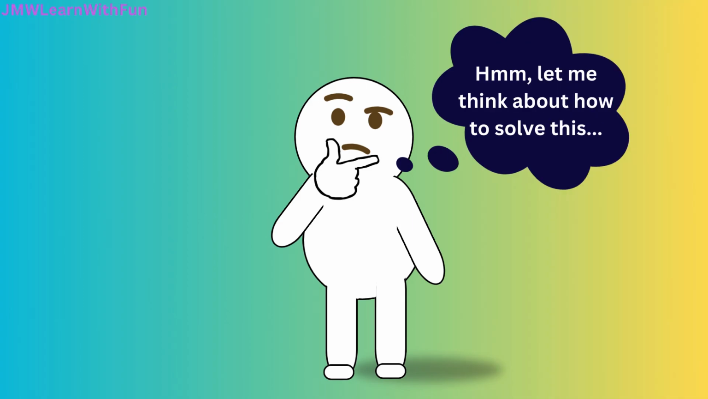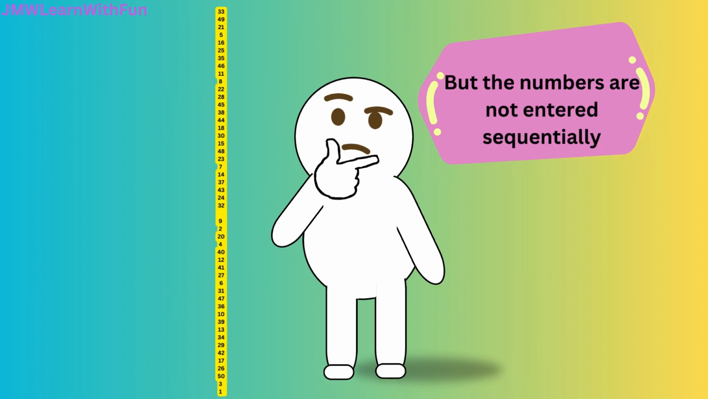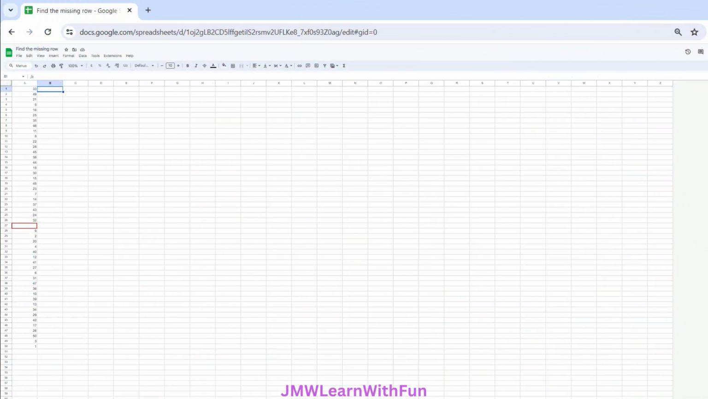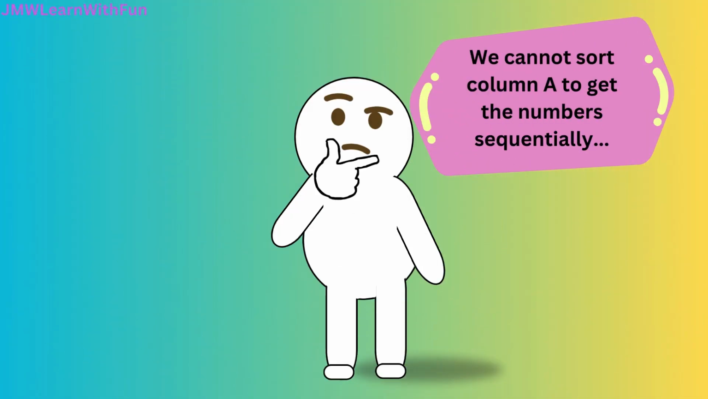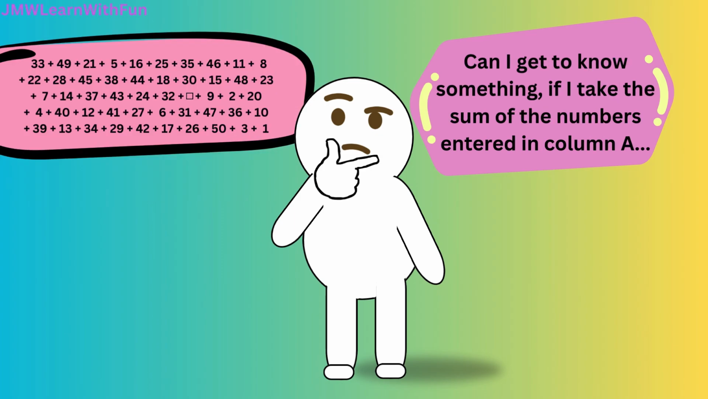Let me think about how to solve this. The Wise Owl has entered numbers from 1 to 50 in column A in a Google Sheet. But the numbers are not entered sequentially. The Wise Owl has missed one number. We cannot sort column A to get the numbers sequentially. We need to write a formula in cell B1 which gives the missing number. Can I get to know something if I take the sum of the numbers entered in column A?